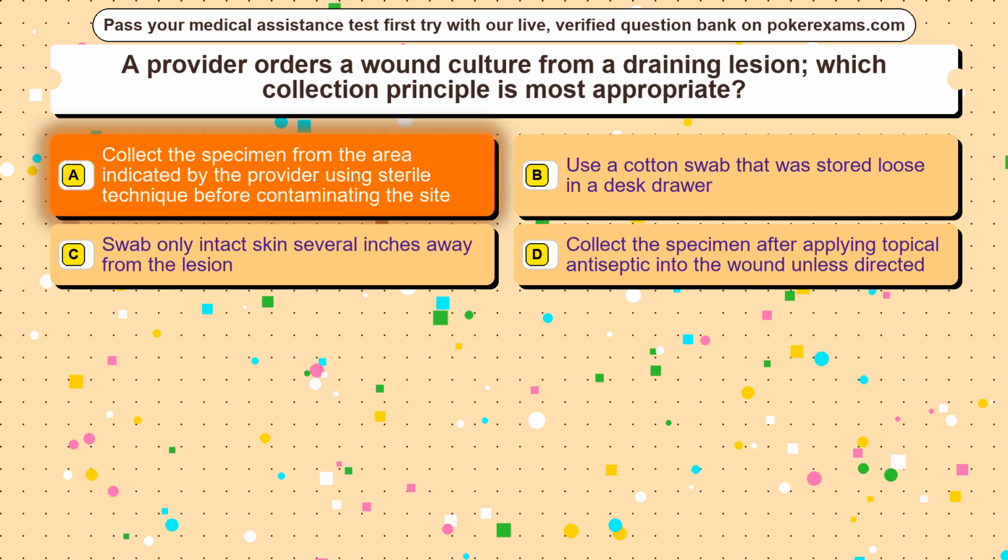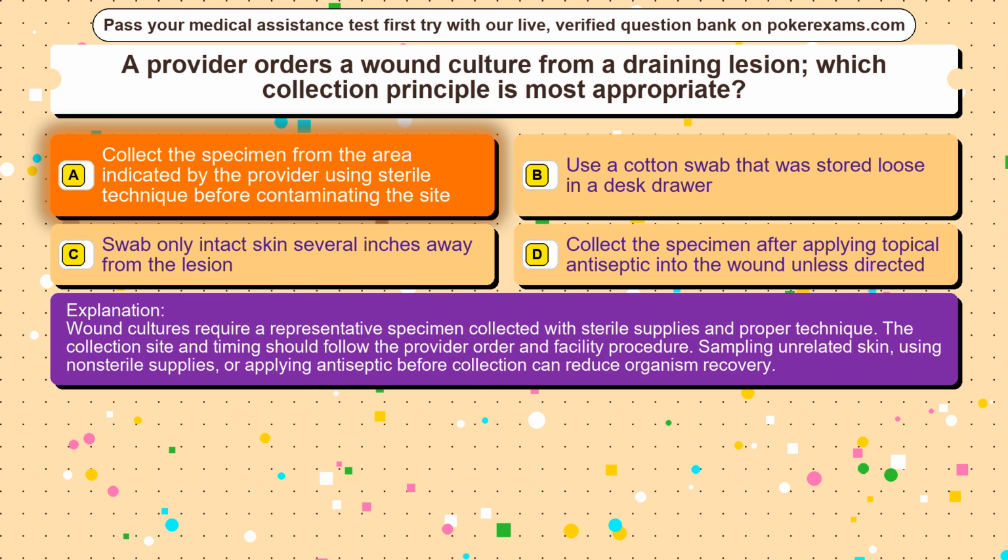The correct answer is option A, collect the specimen from the area indicated by the provider using sterile technique before contaminating the site. Wound cultures require a representative specimen collected with sterile supplies and proper technique. The collection site and timing should follow the provider order and facility procedure. Sampling unrelated skin, using non-sterile supplies, or applying antiseptic before collection can reduce organism recovery.